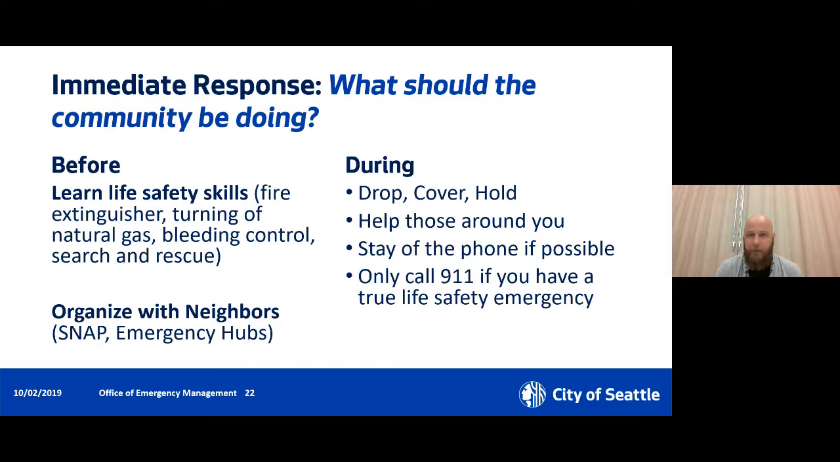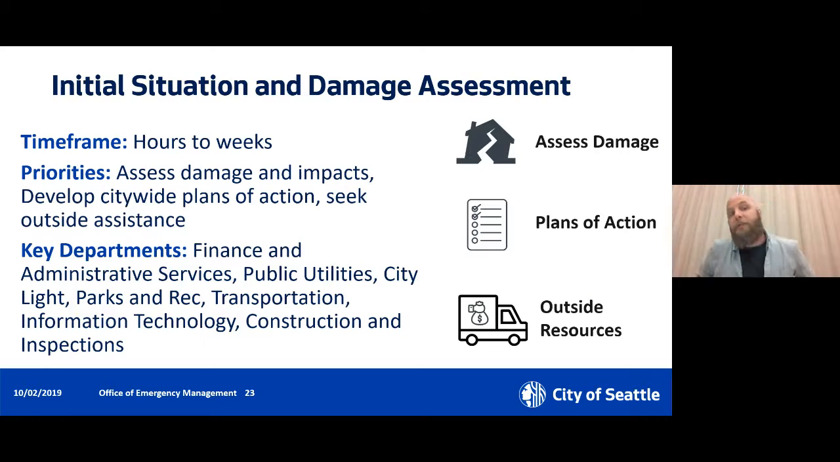So it's really immediate: protect yourself by drop, cover, and hold on, help anyone you can, and if possible, stay off the phone unless you have a true life safety emergency that you would need to get through to 911. So that brings us to the next phase.